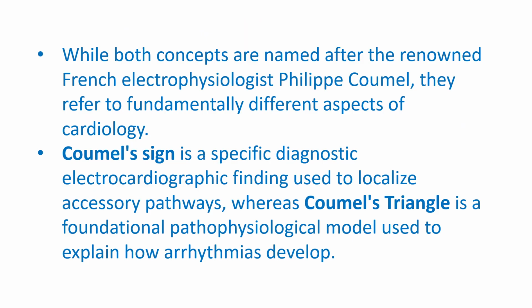While both concepts are named after the renowned French electrophysiologist Philippe Coumel, they refer to fundamentally different aspects of cardiology. Coumel sign is a specific diagnostic electrocardiographic finding used to localize accessory pathways, whereas Coumel's triangle is a foundational pathophysiological model used to explain how arrhythmias develop.